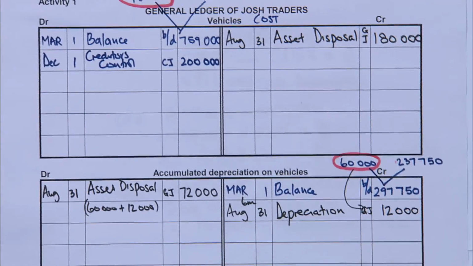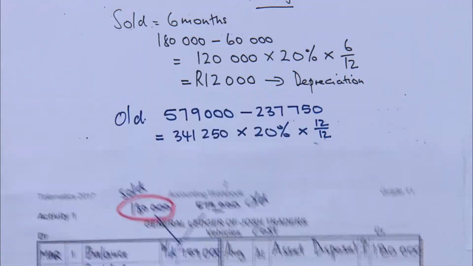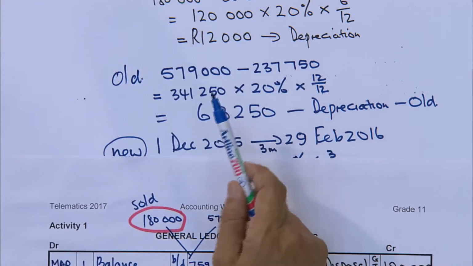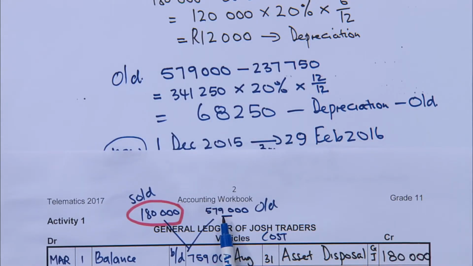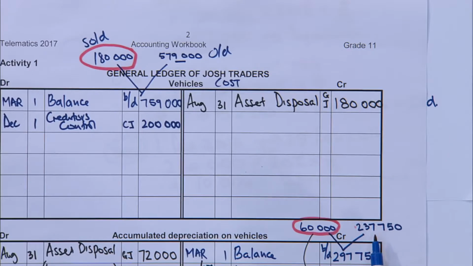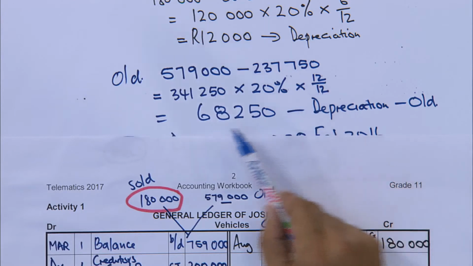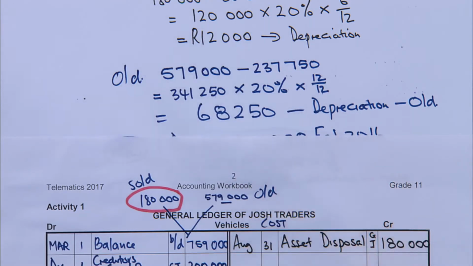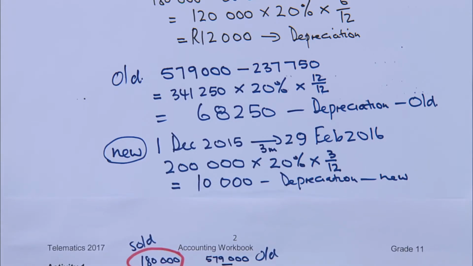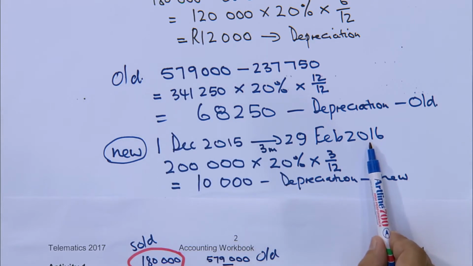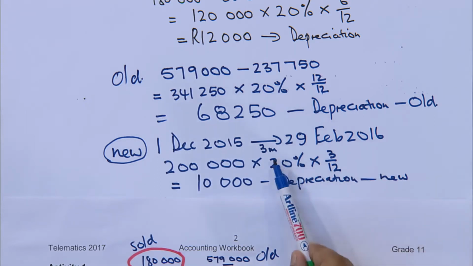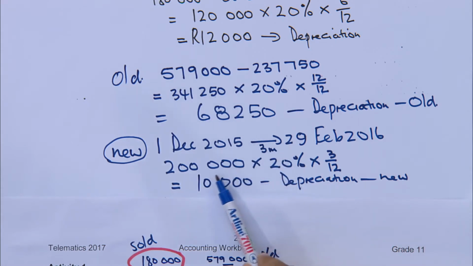Then what's left over, we have to calculate the depreciation on the older vehicle, which was 579. So there's 579 minus the 237,750 because it says diminishing. And I multiply that with 20% for 12 over 12. We have it for the whole year. It gives me 68,250. Then on the newer vehicle, I bought it on the 1st of December. I have to write off depreciation on the 28th or the 29th of February. So I only had it for 3 months. So I calculate the depreciation for 3 months, and that came to 10,000.